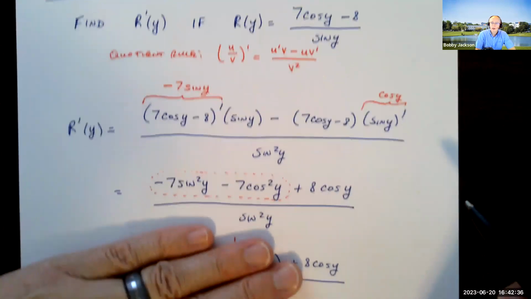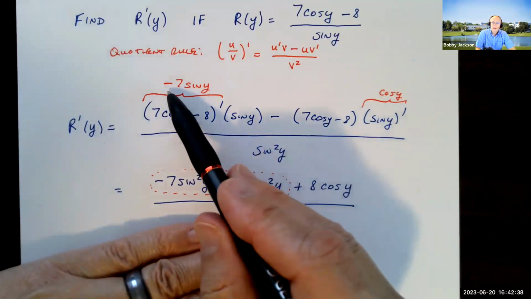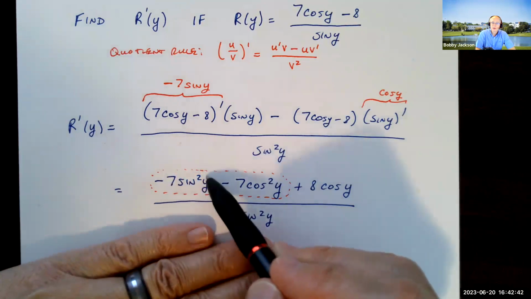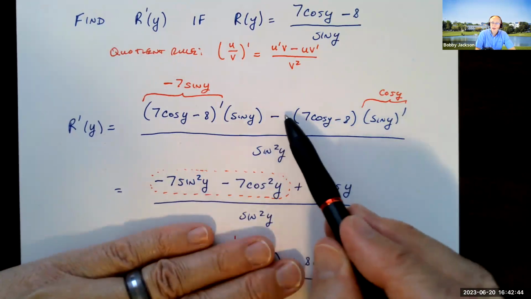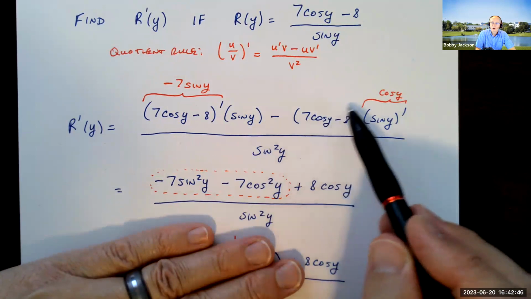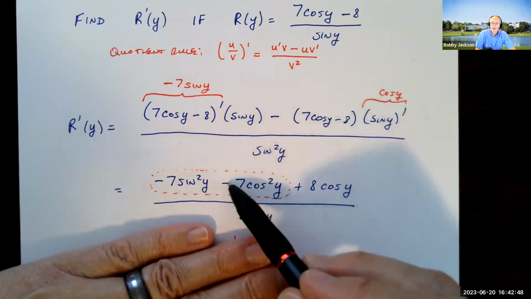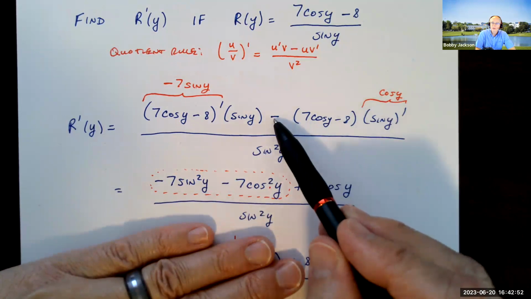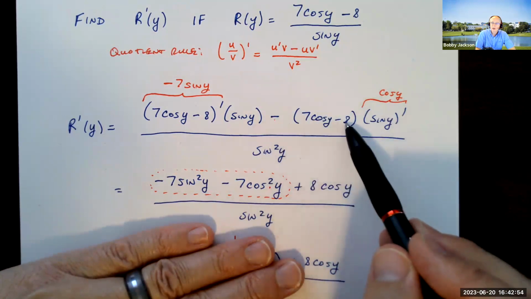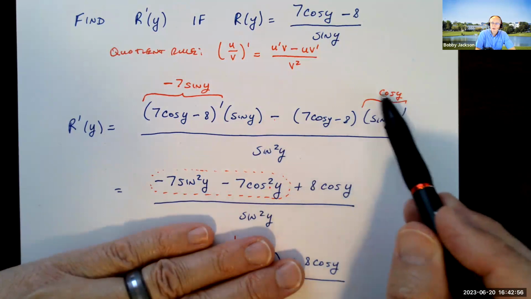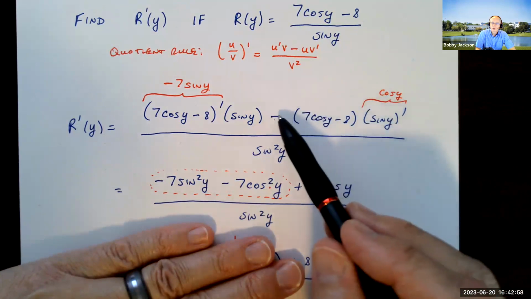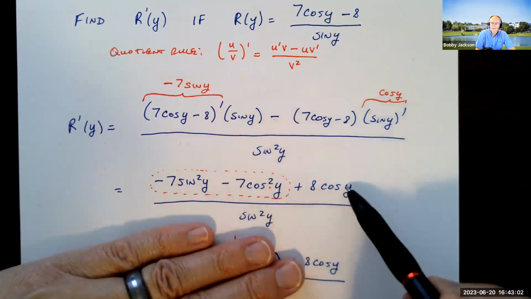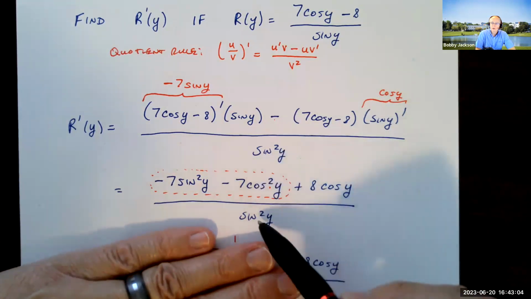Okay. Now, cleaning this up, I've got negative 7 sine y times sine y. That's negative 7 sine squared y. And then I've got negative 7 cosine y times this cosine y is negative 7 cosine squared y. And then notice here, negative times negative is positive 8 times the cosine y. Notice the cosine y gets distributed through this just like the negative sign does. So I get plus 8 cosine y. Now, all over the sine squared y.